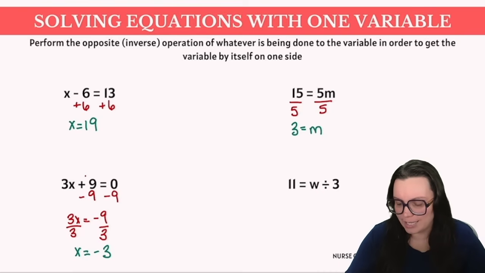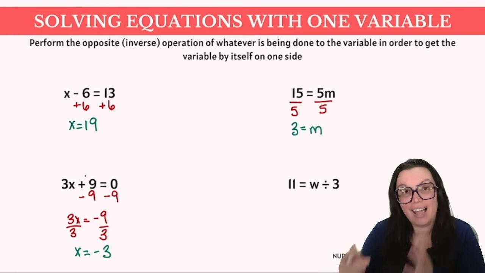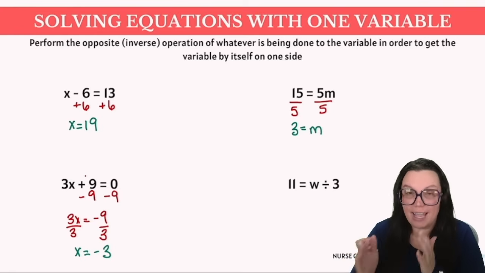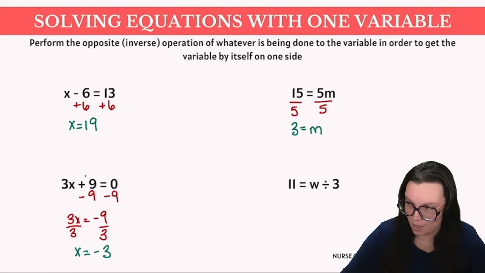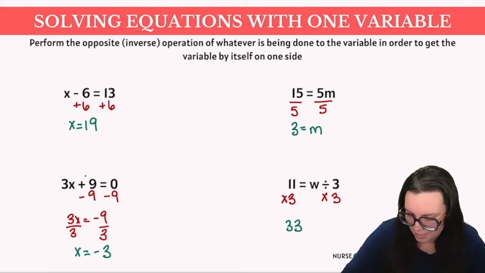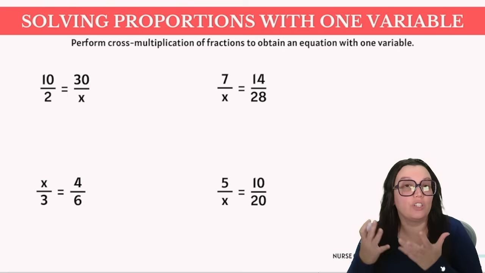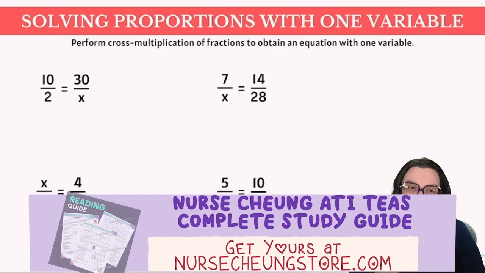We have 11 is equal to w divided by 3. Again, we want to isolate our variable. We want to get that w on one side by itself. In order to do that, we're going to multiply each side by 3, because that is the inverse operation, and that is going to give us 33 is equal to w. Not too bad, right? So next up, we're going to solve proportions with one variable.